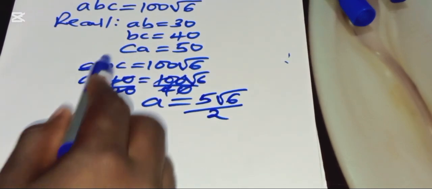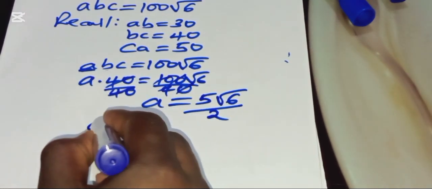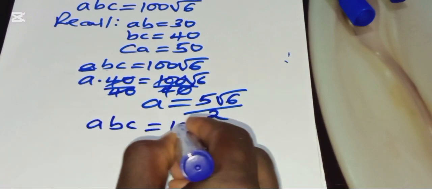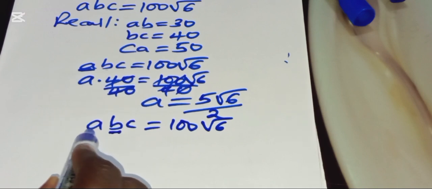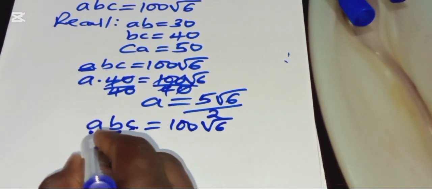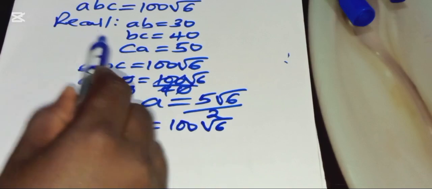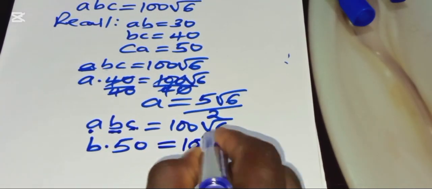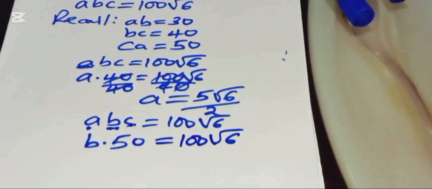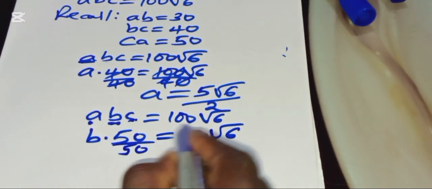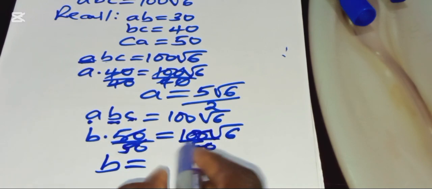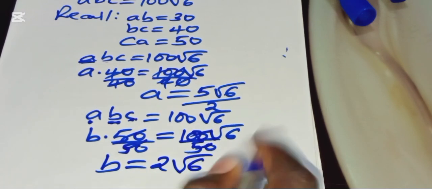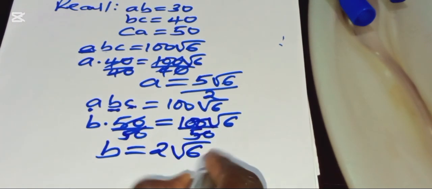Now, let's determine the value of B. Remember, we have A times B times C equal to 100 square root of 6. But what is the value of B? We have that the value of AC is equal to 50. So B times 50 is equal to 100 square root of 6. Let's divide both sides by 50, so that the value of B is equal to 2 square root of 6. So this is the value of B.